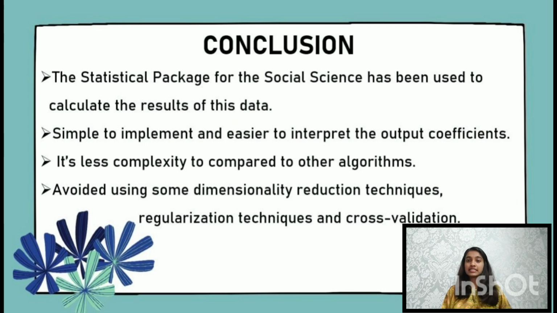In conclusion, the Statistical Package for the Social Sciences, called SPSS, has been used to calculate the results for this data. The advantage of multiple linear regression is, firstly, that it is simple to implement and easier to interpret the output coefficients. Next, when we know the relationship between the independent and dependent variable is linear, this algorithm is the best to use because of its lesser complexity compared to other algorithms.